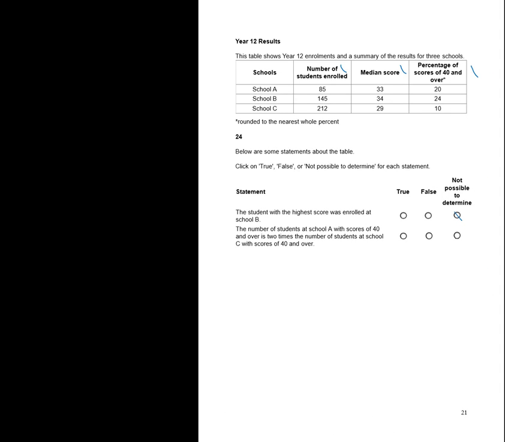Now the number of students at school A with scores of 40 and over is 2 times the number of students at school C with scores of 40 and over. Now, importantly, we've got given percentage, but percentage doesn't tell us numbers, but a percentage of a number will give us the proper numbers. So first up, we're comparing A with C.